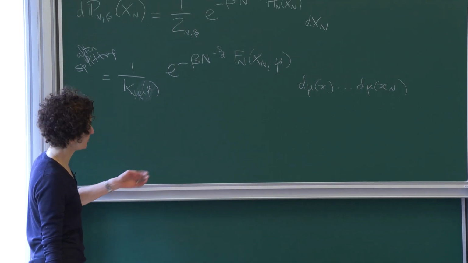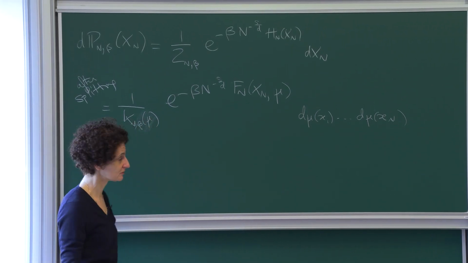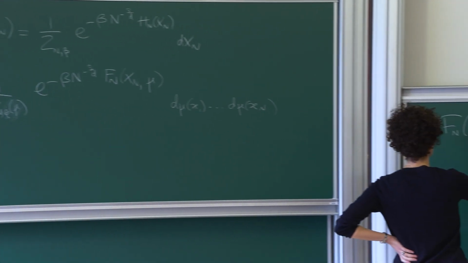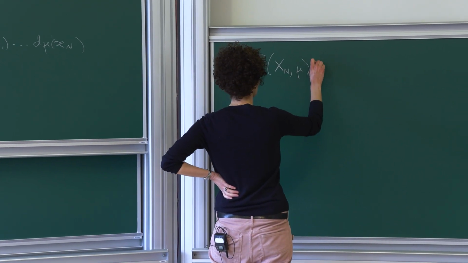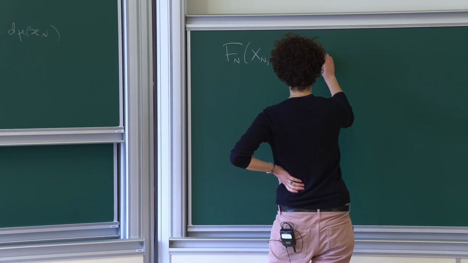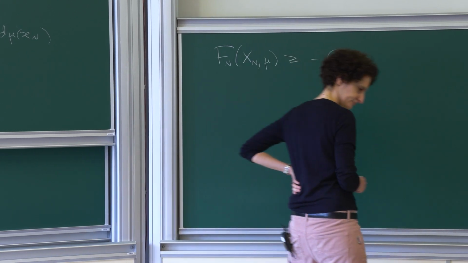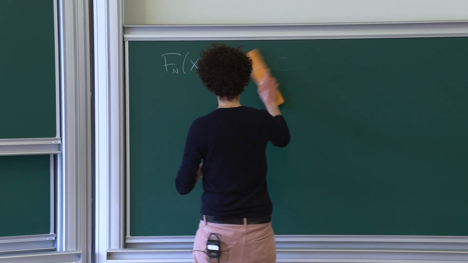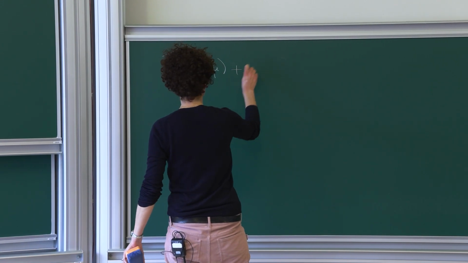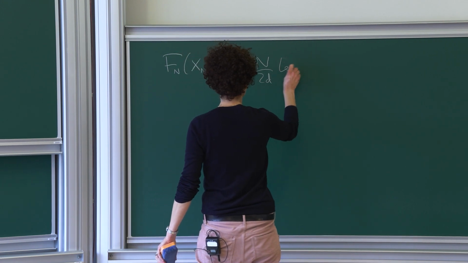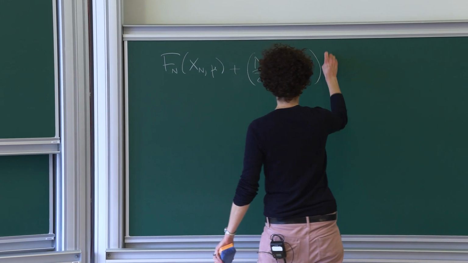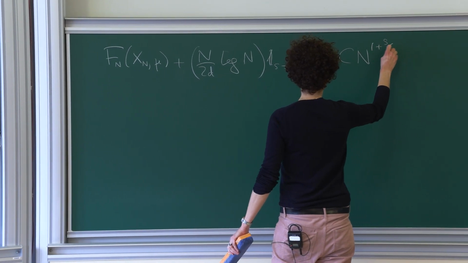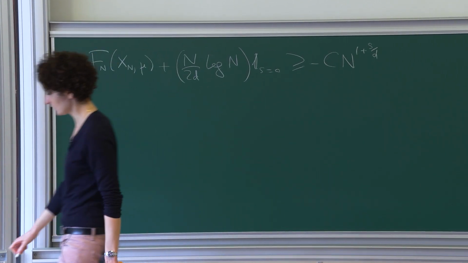So we have learned some things about this function F_n last time. In particular, we learned that F_n is bounded from below, uniformly in the configurations. Remember, I always have to add this in the logarithmic case, and I have a bound from below by minus a constant n^(1+s/d).